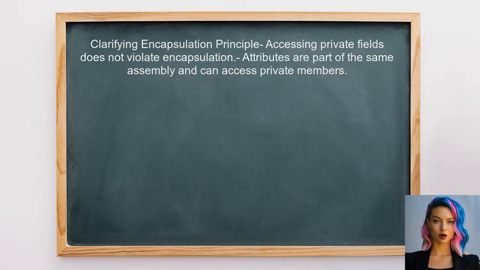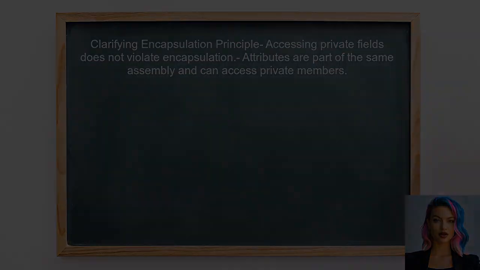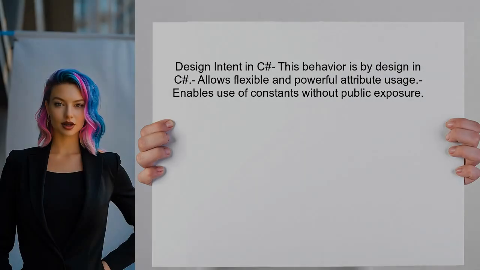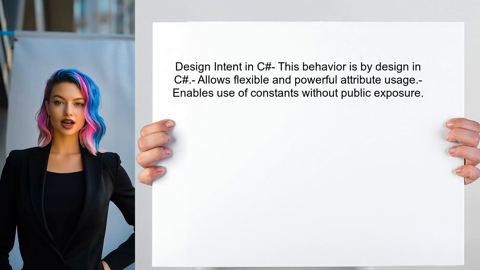Now let's clarify the encapsulation principle. While it may seem like accessing a private field violates encapsulation, in this case, it does not. The attribute is part of the same assembly and can access private members for metadata purposes. Finally, the user should remember that this behavior is by design in C#. It allows for more flexible and powerful attribute usage, enabling developers to leverage constants without exposing them publicly.